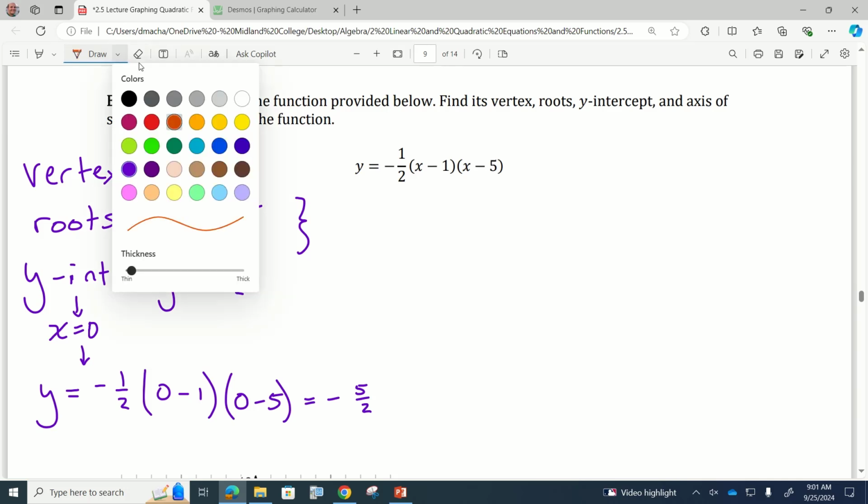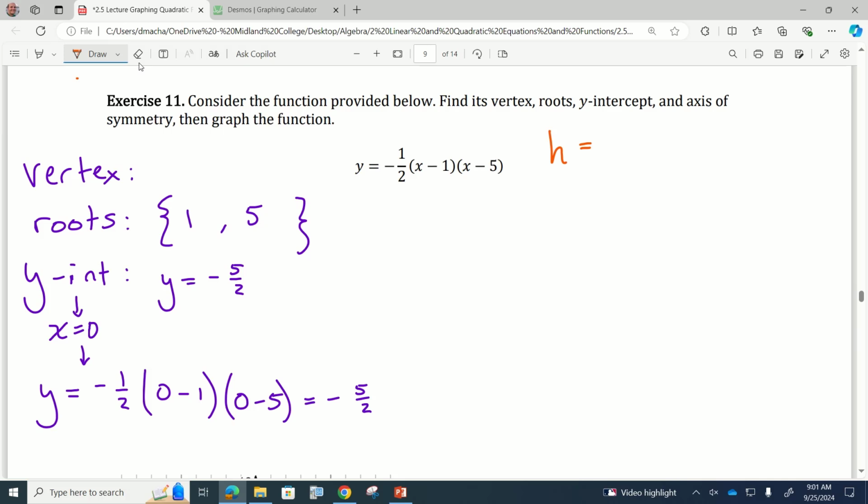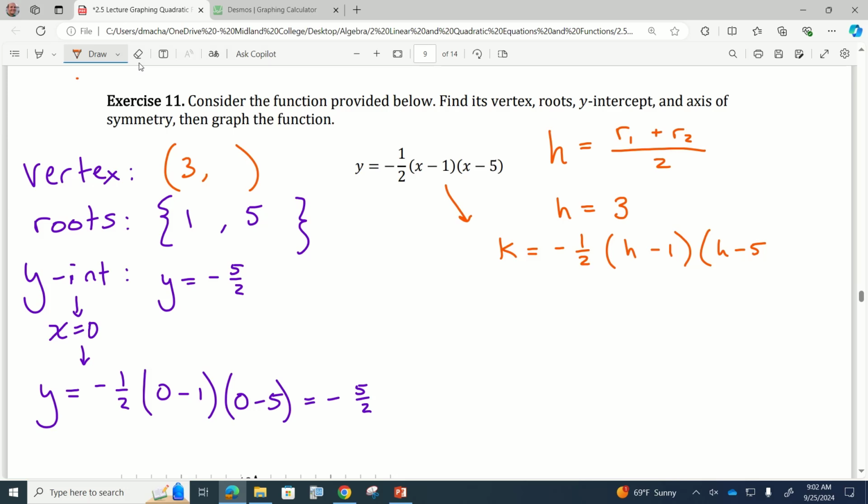The last thing I need is my vertex, and hopefully you remember that the x-coordinate of my vertex is halfway between my roots. So what's halfway between 1 and 5? 3. And then to get the y-coordinate of my vertex, I take my original function and I plug in the x-coordinate of my vertex. Of course, h is 3, so this is 3 minus 1, which is 2, and then 3 minus negative 5, which is negative 2. Two negatives make a positive, and I think k is 2.